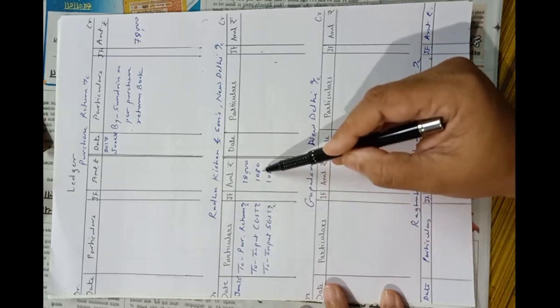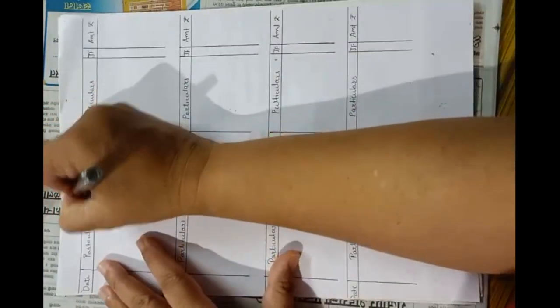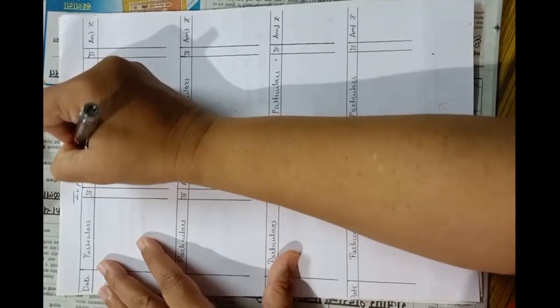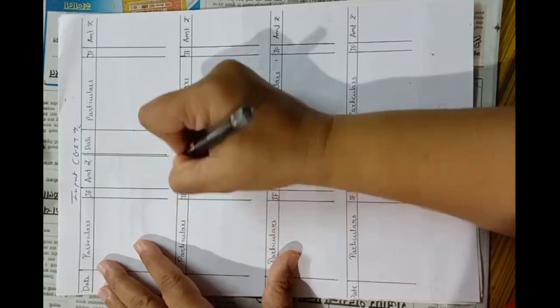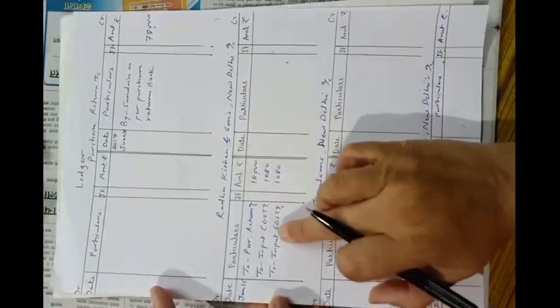Second posting will be in input SGST account. So here I will prepare input CGST account, input SGST account. Okay, so see here, debit side of Radhakishan input CGST, input SGST means credit side of input CGST and input SGST account by Radhakishan and Sons account.